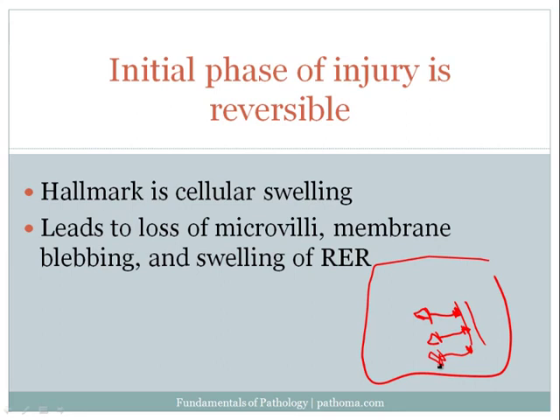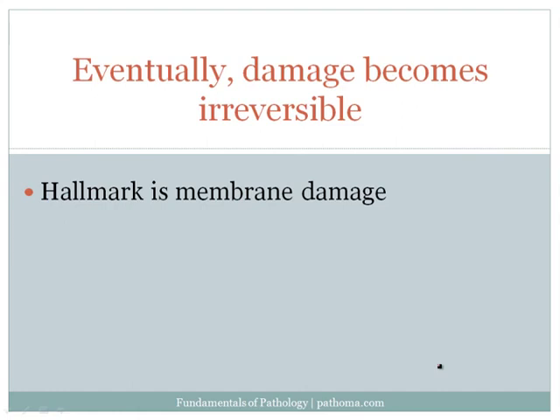Again, I don't like to memorize long lists of things. I think if you understand the principle, then you can really put together the story. And that's the way I would put together the story here. The key hallmark of reversible injury is cellular swelling. That's the take home. Now, eventually, if there's injury and that injury persists for a long period of time, that damage will eventually become irreversible.